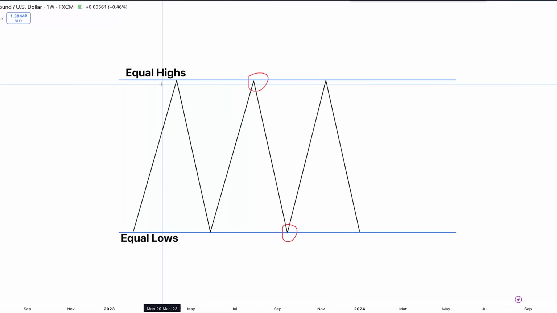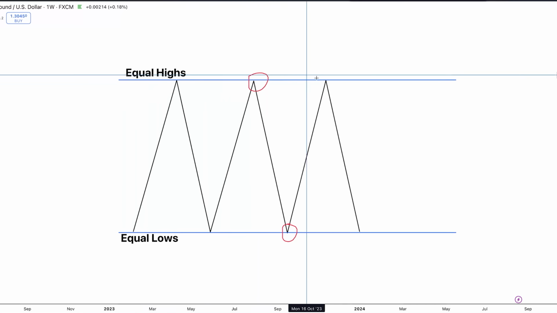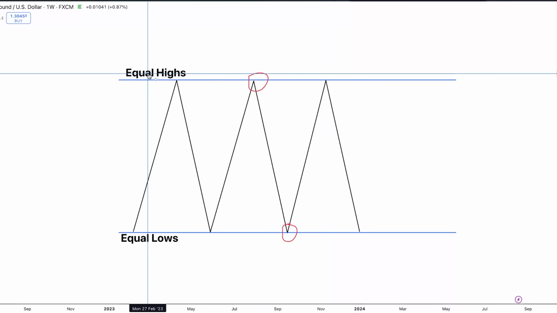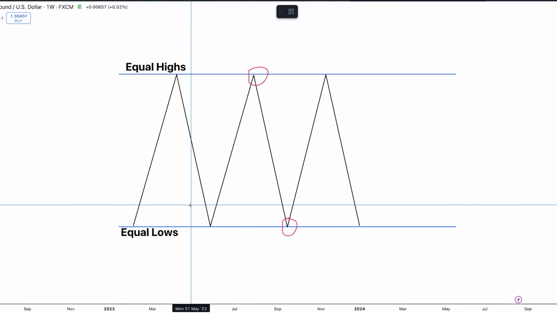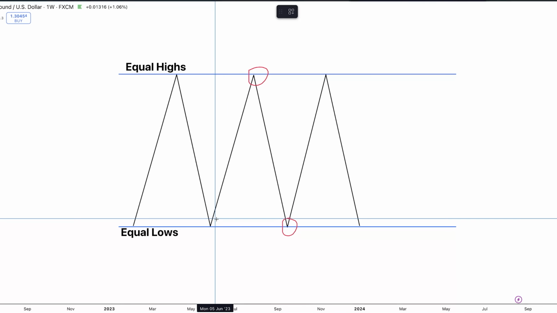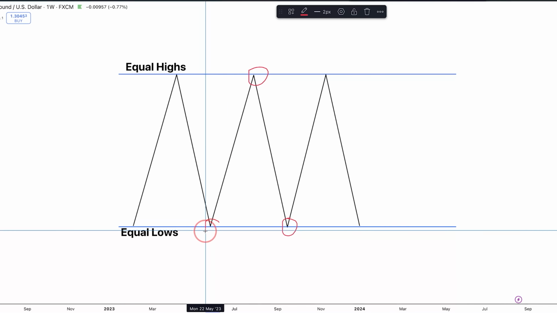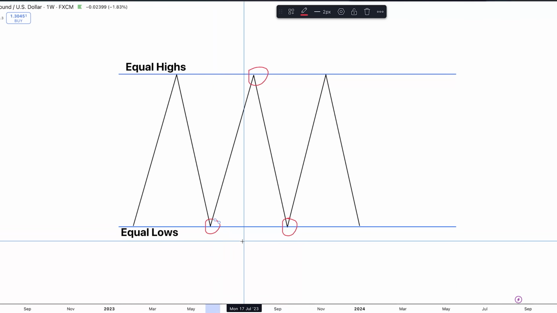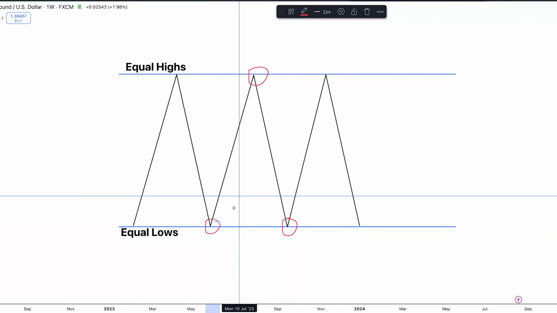Equal highs are a collection of equal highs in a market, such as what you would see at a resistance level. And equal lows are the opposite, where the market has retested a level multiple times at the same price. This is seen as a support floor. But there is a difference in how these are traded.